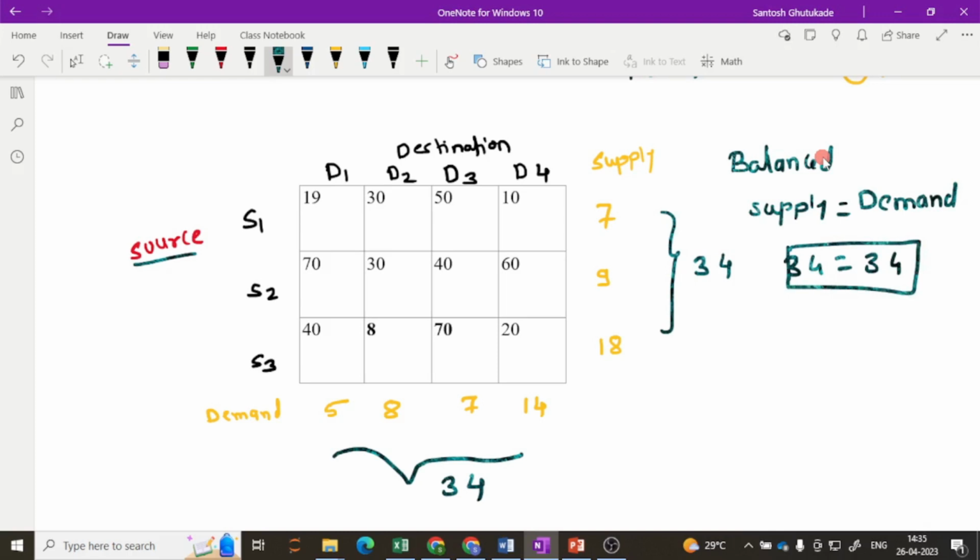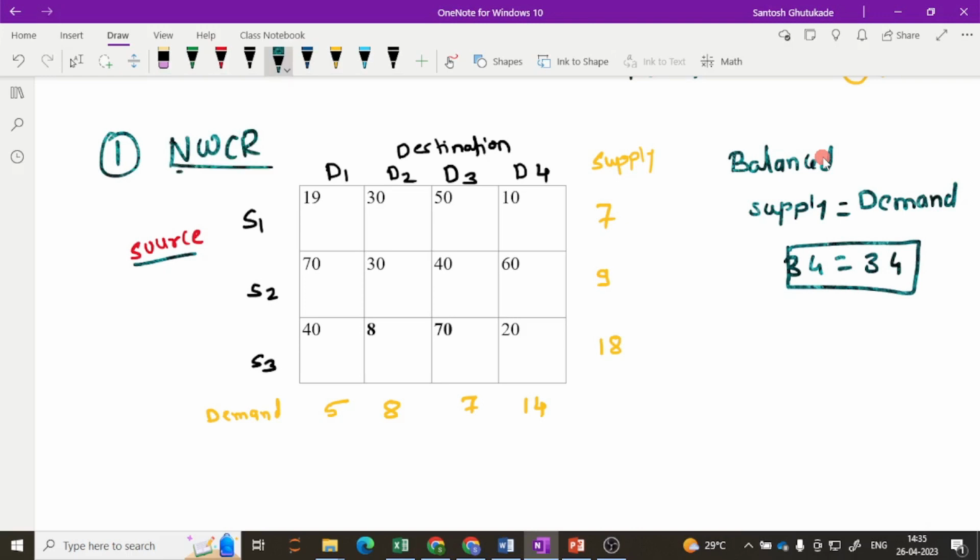We can solve the problem by the northwest corner method first, and then we will solve by the least cost method and the row minima and column minima method. So the first method is the northwest corner rule method, or northwest corner method.